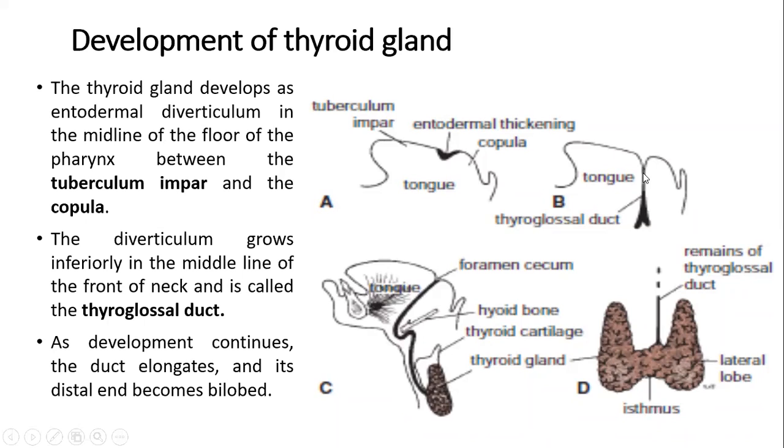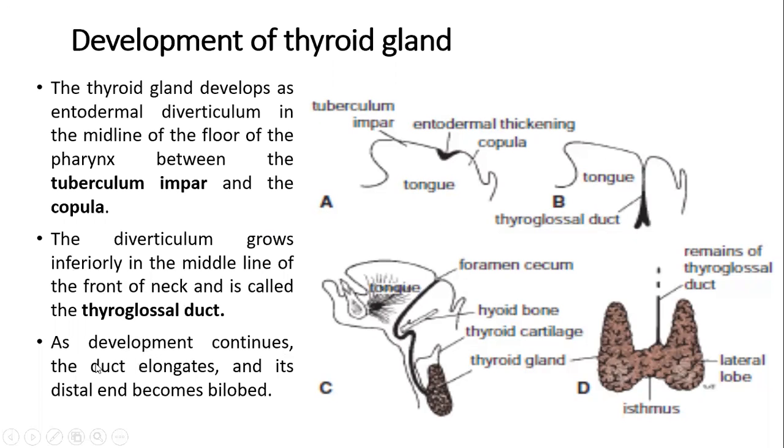Then it starts descending downwards as a thyroglossal duct. It will descend downwards, go all the way up to the neck, and then it starts growing. Then there will be formation of two ducts, and from there will be development of the gland. So the thyroid gland develops as an endodermal diverticulum in the midline of the floor of the pharynx between the tuberculum impar and the cochlea. The diverticulum grows inferiorly in the midline of the front of the neck and is now called the thyroglossal duct.